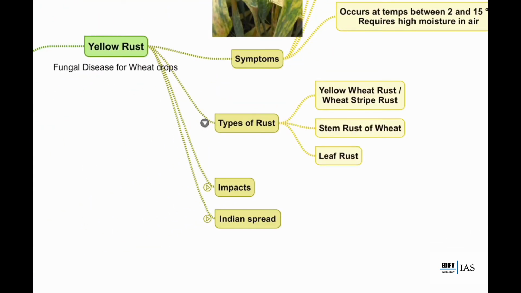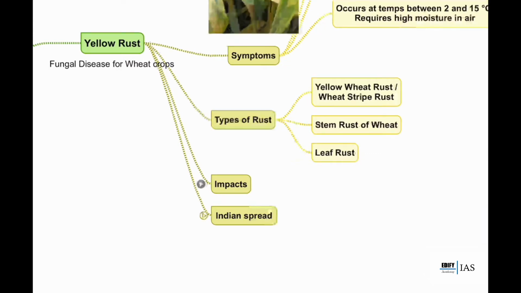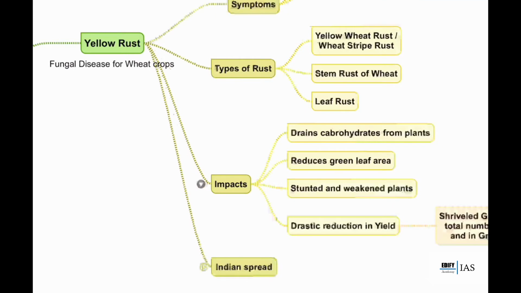Let's also look at the types of rust. There are three types that are known. First is the yellow wheat rust, that's a wheat stripe rust, and we have the stem rust of wheat and leaf rust. We also have impacts of yellow rust that includes draining of carbohydrates from the plants, like I mentioned. It also reduces green leaf area, and it results in stunted and weakened plants. Now there is also drastic reduction in the yield. Now this is what we are most concerned about, right?